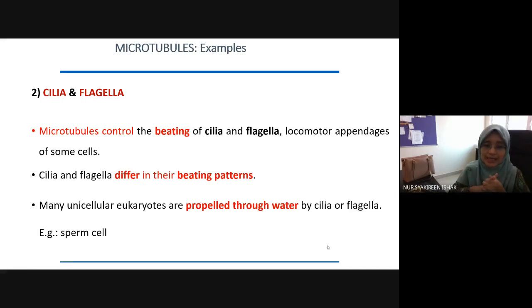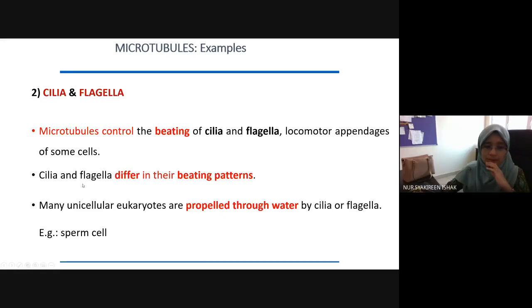Cilia and flagella differ in their beating patterns. Okay, so cara pergerakan cilia ni berbeza dengan flagella. Kalau cilia, dia akan move back and forth. Okay, so dia ada pada permukaan sel dan dia akan move back and forth to move, for example, fluid outside of the cell. And then also flagella, dia punya movement dia adalah like a swimming motion. Okay, macam wave-like motion macam tu. Alright.